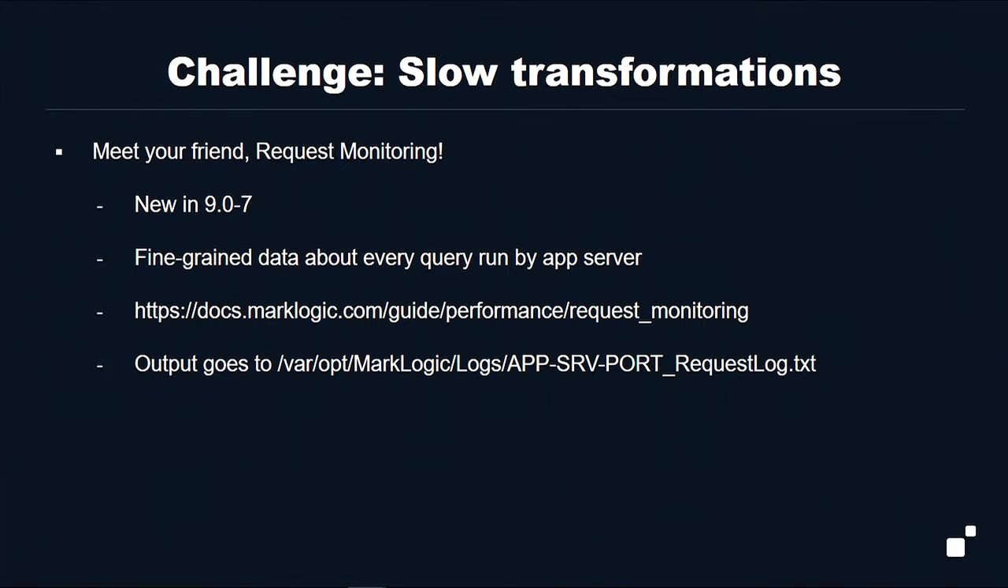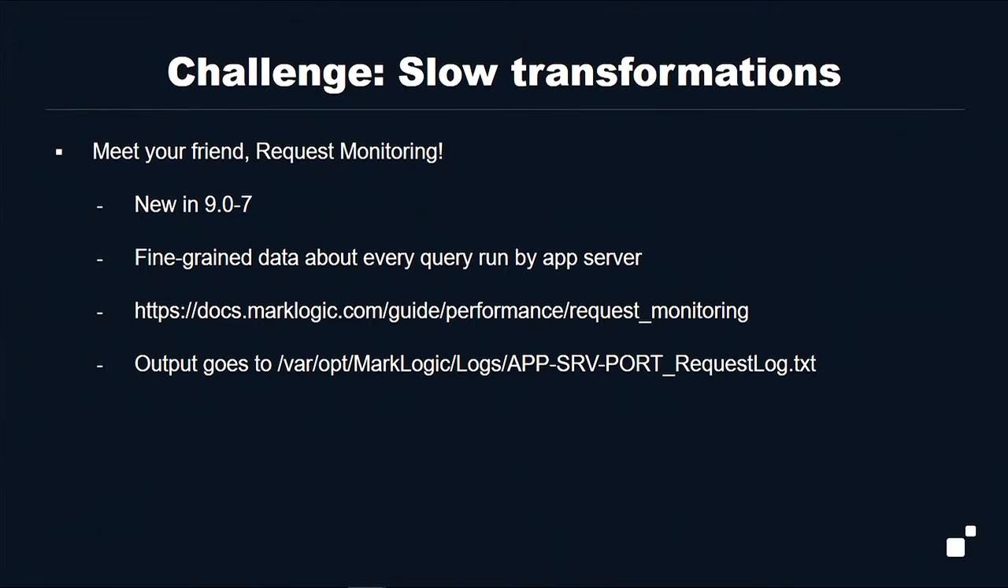So, okay, what do I do? How do I know what's going on? I just know the overall rate, what's happening. So in 9.0-7, we released a feature called request monitoring. Request monitoring gives you fine-grained information about every single query, and it writes it out to a log. And if you like Excel, you can import that log and create a pivot table.